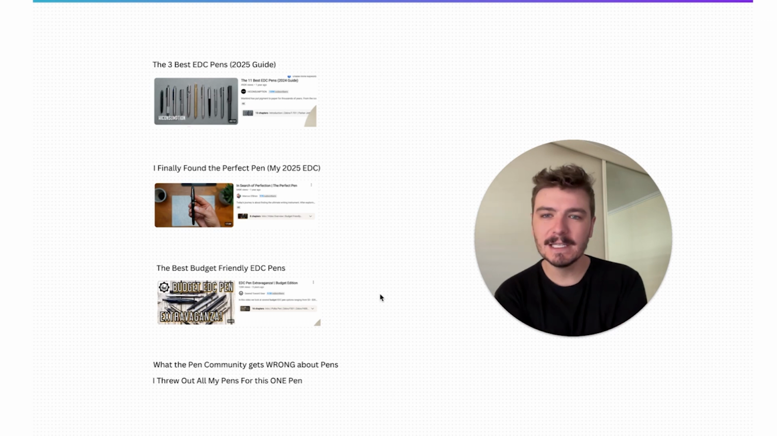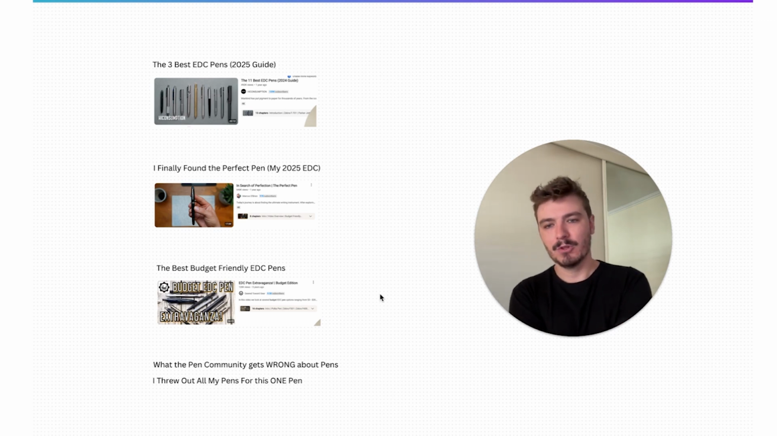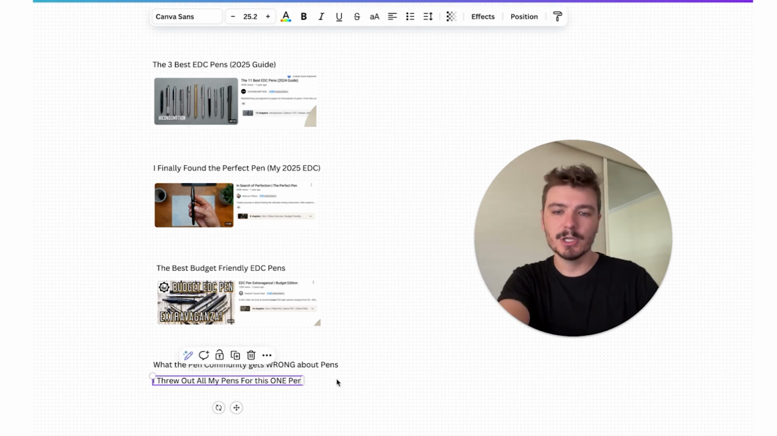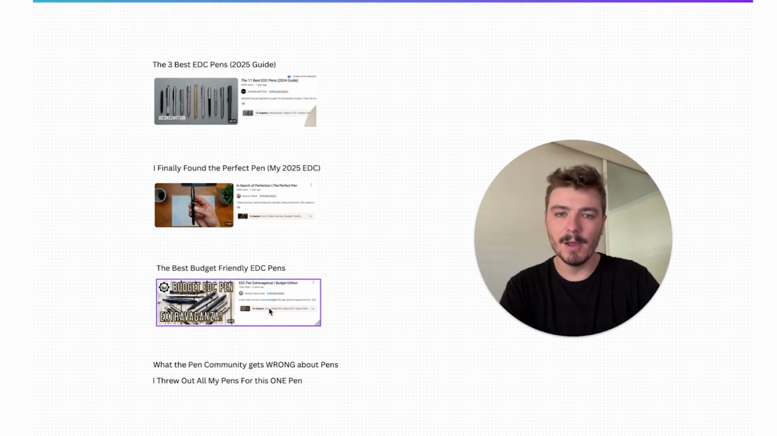The 3 best EDC pens 2025 guide. I finally found the perfect pen. The best budget-friendly EDC pens. I threw out all my pens for this one pen. What the pen community gets wrong about pens. I actually quite like this one here. I think I might merge a few of them.